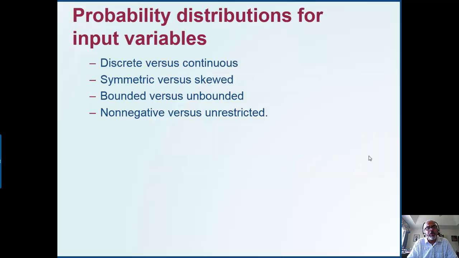Now, what kind of probability distributions can we use for the input variables? We can look at them in several different ways. You can have a probability distribution that is either discrete or continuous, or it can be symmetric or skewed. It can be bounded or unbounded, non-negative versus unrestricted. So let's look at some examples.